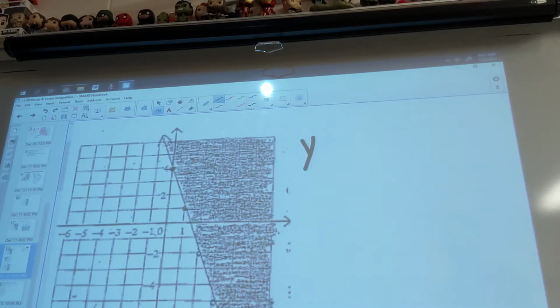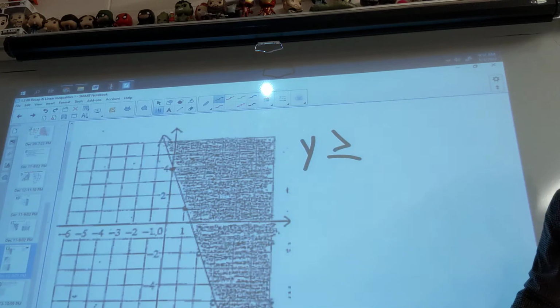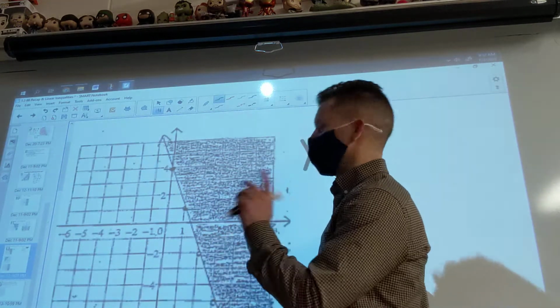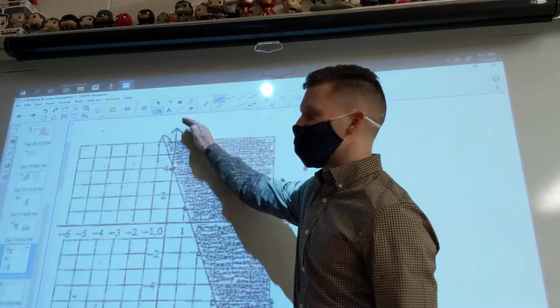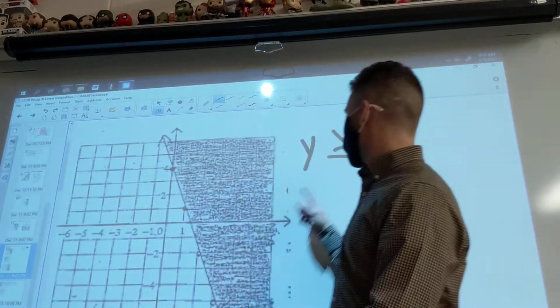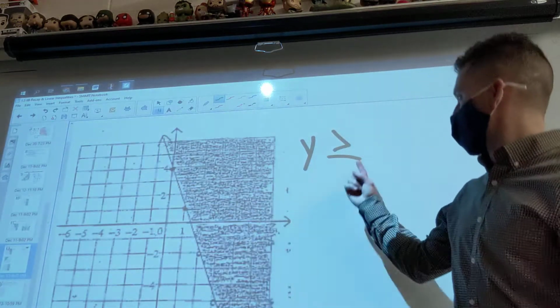Y is greater than or equal to. Okay, you're saying greater than or equal to. What caused you to say that? Because it's on the right side, it means it's up because it's positive. Good, yeah, because up. So because it's up, it's greater than. And it's a solid line. And it's a solid line, very good. So because it's a solid line, we have or equal to.